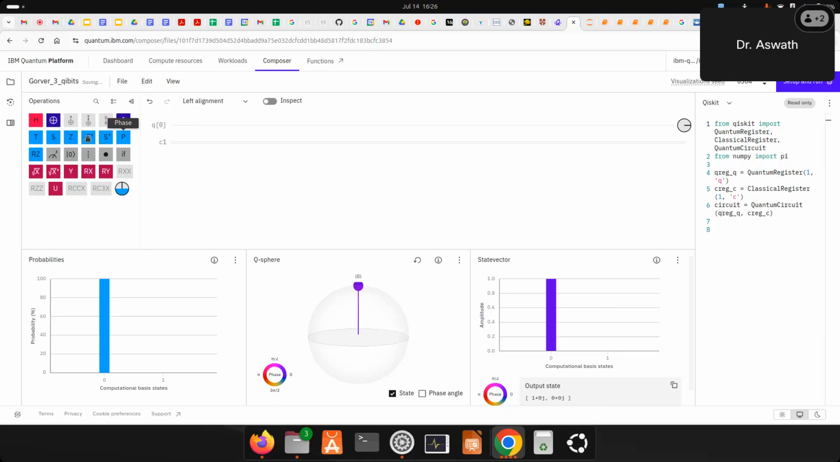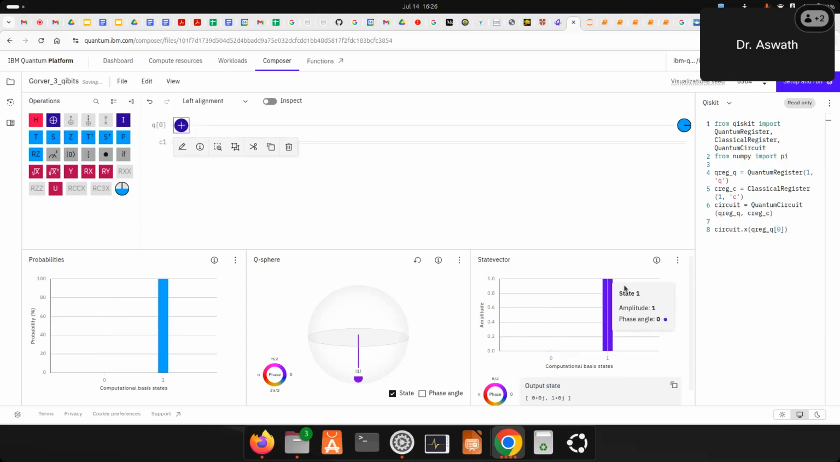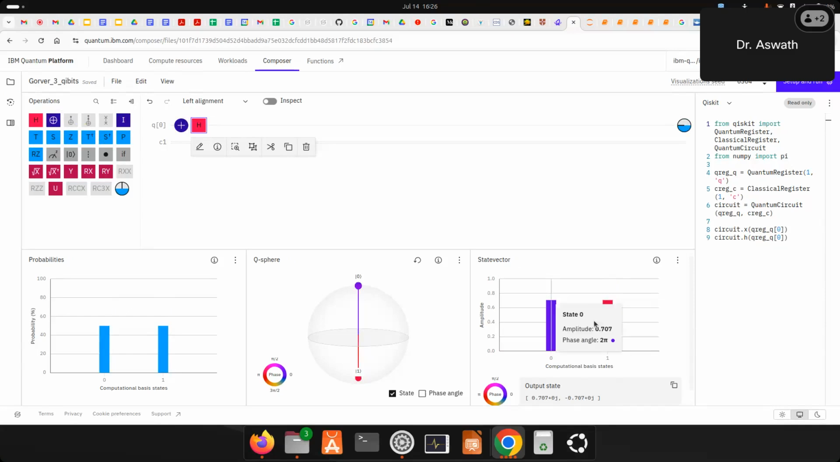Now Hadamard also creates the superposition even when I have a bit in the one state. So the bit is in one state. Now let's say I act Hadamard on that. See, I'm creating a superposition, 0 and 1, but 1 is with a negative phase, a pi degree phase. You see, pi degree phase. That's why it's a red color. You don't see any effect in the probabilities because probability is the absolute square, right? So you don't see any color change here, and the Q sphere is accordingly. Okay, fine. This is what we saw of the Hadamard action. There are other gates here. We'll come to them one by one quickly.